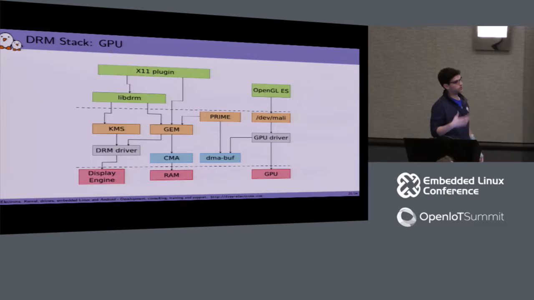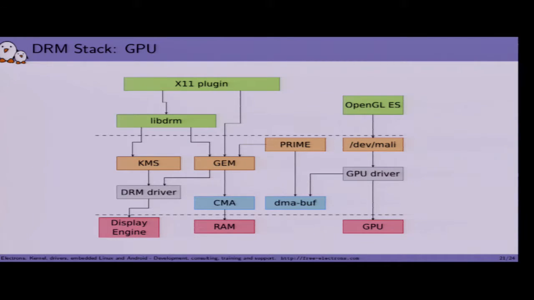And so the integration will be done this way in your system. You're going to have, at least from user space, just the OpenGL ES implementation that uses some device file called dev Mali to communicate with a GPU driver that will use DMA-buf to exchange buffers between the GPU and the display engine to be able to actually display those buffers.